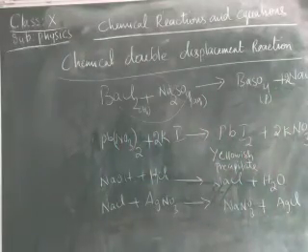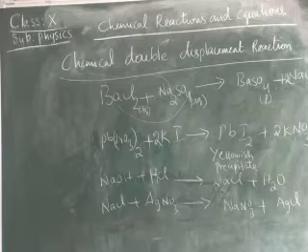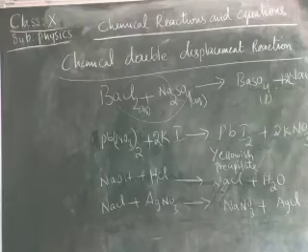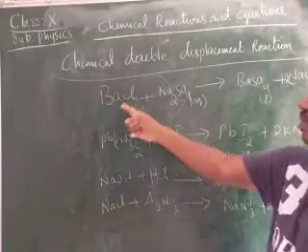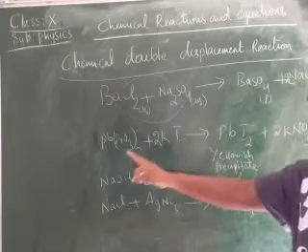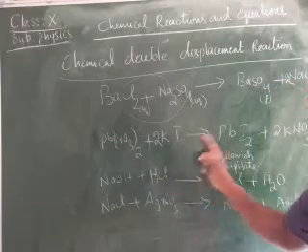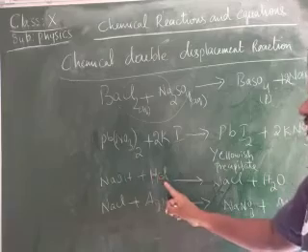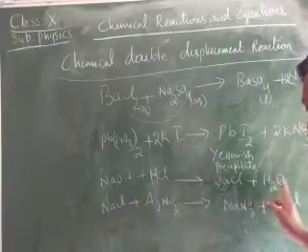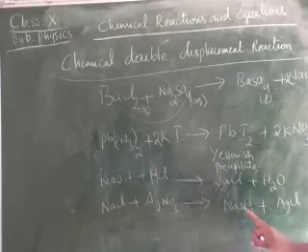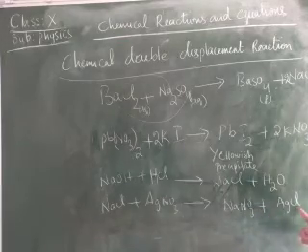These are the reactions that come under double displacement reactions. Barium chloride reacting with sodium sulfate gives barium sulfate and sodium chloride. Lead nitrate reacting with potassium iodide gives lead iodide and potassium nitrate. Sodium hydroxide reacting with HCl gives sodium chloride and water. Sodium chloride reacting with silver nitrate gives sodium nitrate and silver chloride.